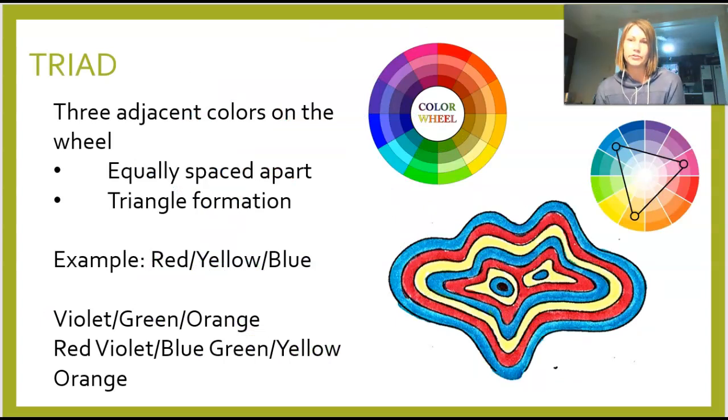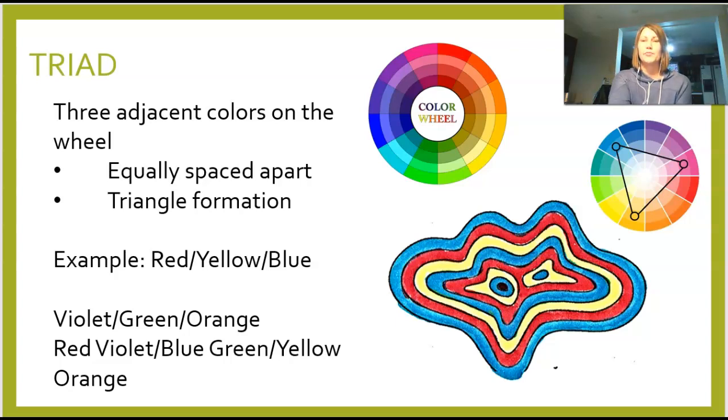Okay, so here we have triads. Triadic colors are colors that are equally spaced apart on the color wheel. So when you have 12 colors on your color wheel, like we have on ours, there's going to be 3 colors in between.